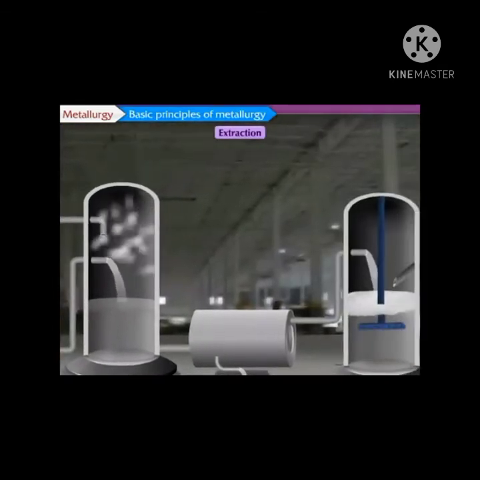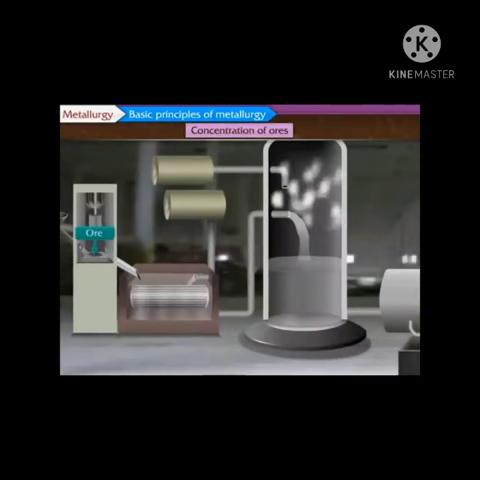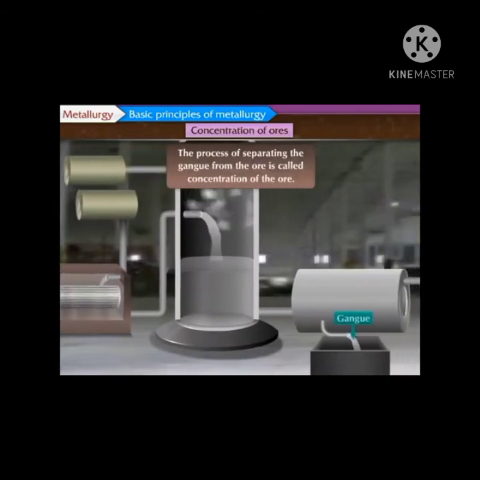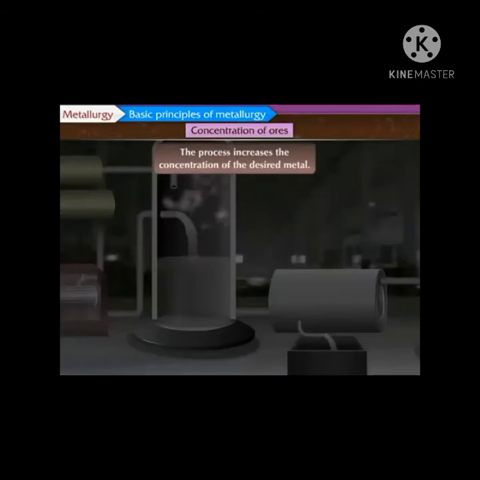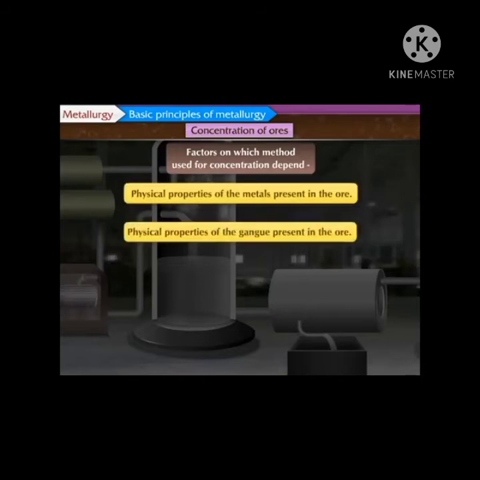First one, concentration of ores. The process of separating the gangue from the ore is called concentration of the ore. This process increases the concentration of the desired metal. The method used for concentration depends upon, first, the physical properties of the metals present in the ore and of the gangue present in the ore. The method also depends upon the reactivity of the metal. Let us familiarize ourselves with some general methods of concentration of ores.